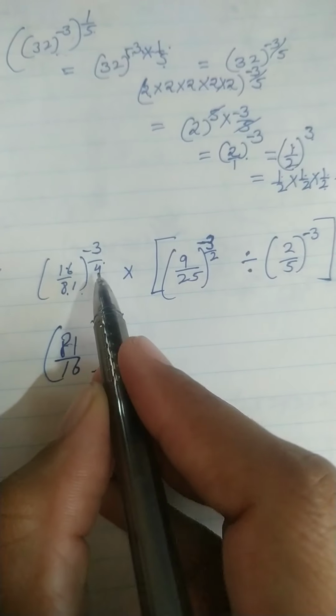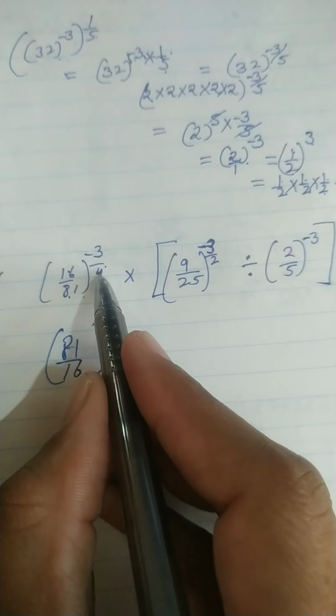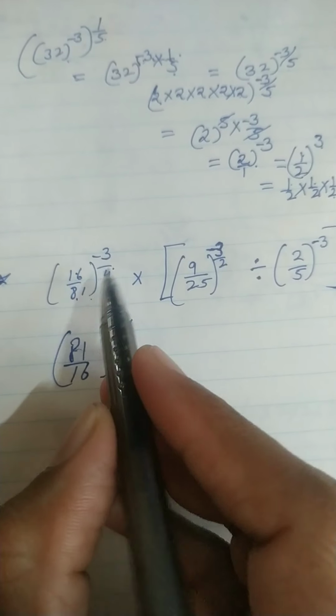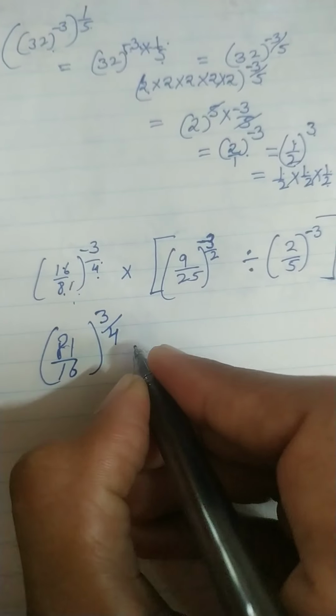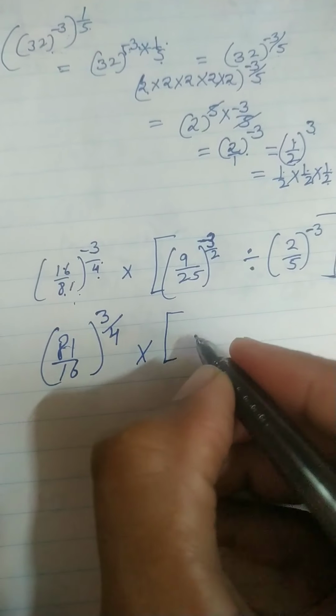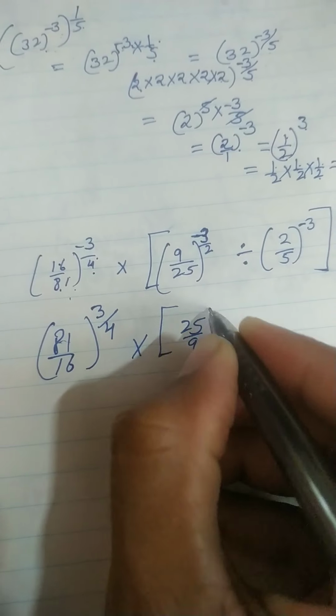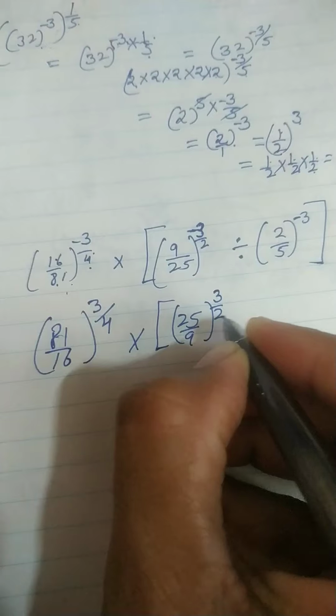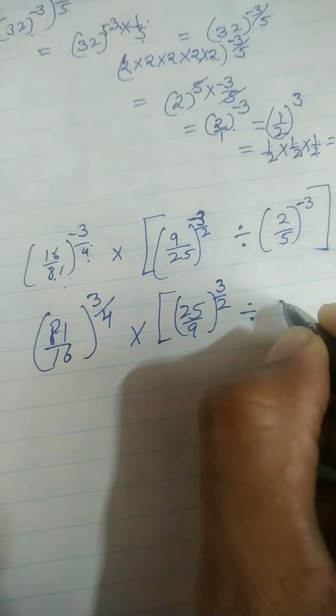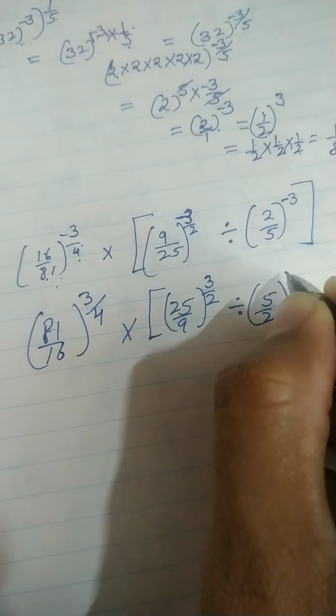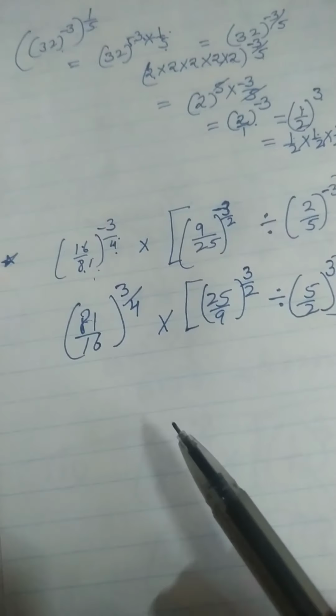Take the reciprocal of the term, not the reciprocal of the power. The power will remain the same, only the minus will be removed by the reciprocal of the given term. It will become 25 over 9, power will be 3 over 2, and it will become 5 over 2, power will be only 3. Now we will apply BODMAS.